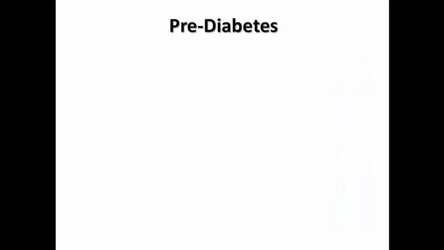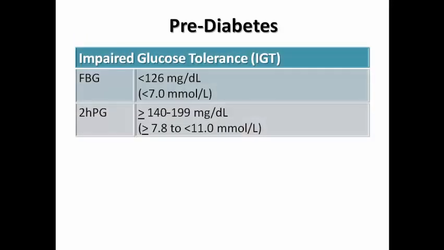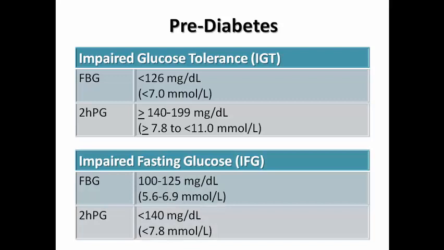Some patients are in the gray zone, which we call pre-diabetes. We have impaired glucose tolerance, in which the fasting blood sugar is normal, less than 126, whereas the 2-hour postprandial is more than or equal to 140. And the opposite is impaired fasting glucose, in which the fasting blood sugar is between 100 and 125, but the 2-hour postprandial is less than 140. In this case, we consider it impaired fasting glucose.